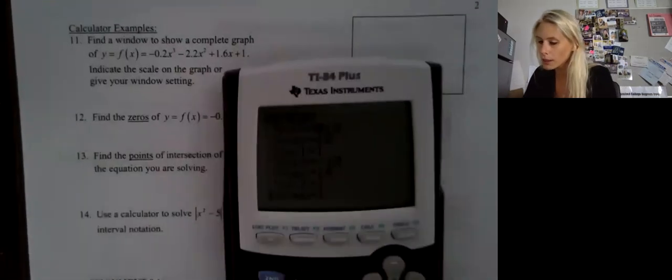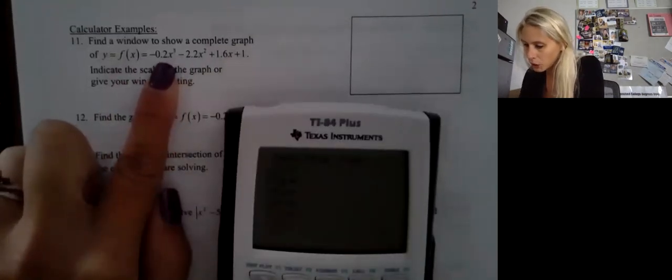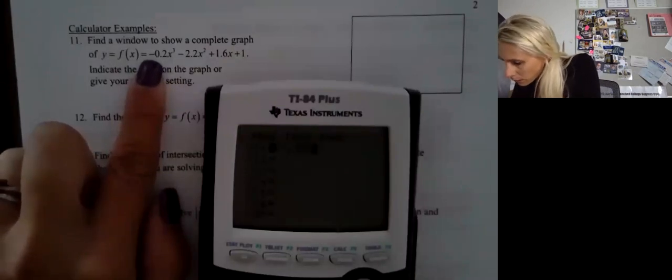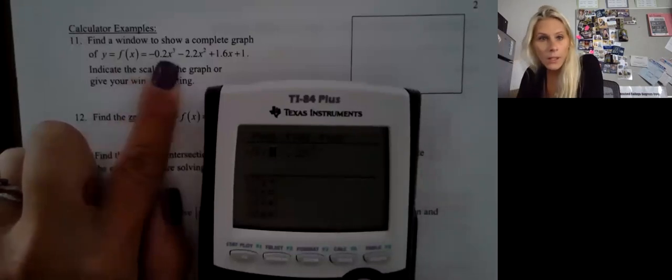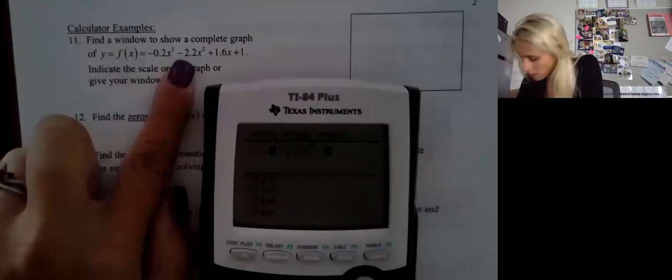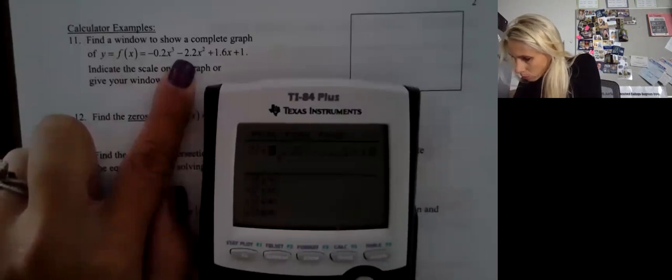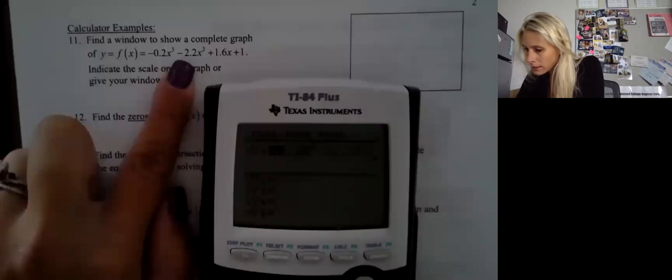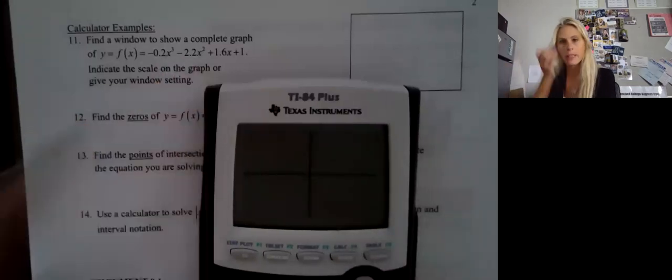So what I'm going to do first is actually put in this function. So -0.2 x cubed minus, make sure you say minus and not negative, 2.2 x squared plus 1.6 x plus 1. Okay, I want to make sure I have that all in it and correct. Plus. Okay, minus, good. That one's a negative, great. So when I graph it, let's look at what happens.